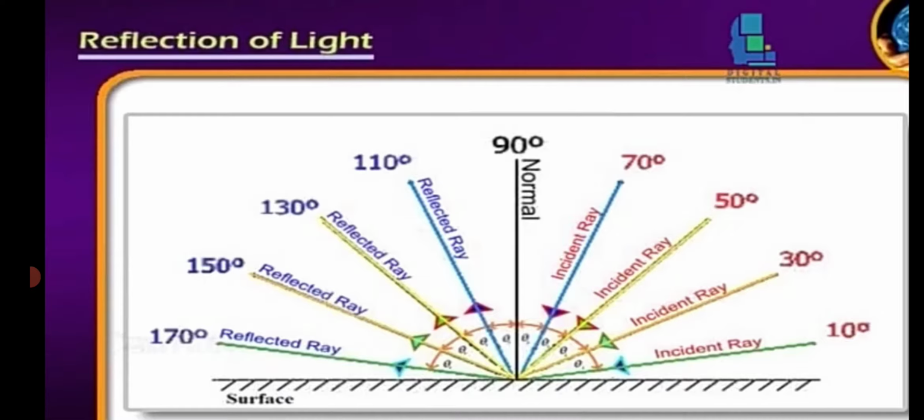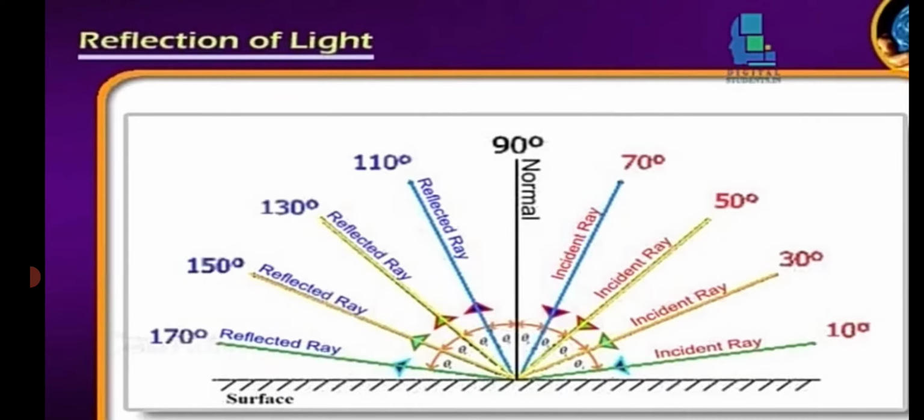You could see here, when the incident ray is at 10 degrees, the reflected ray is at 170 degrees. When the incident ray is at 30 degrees, the reflected ray is formed at 150 degrees. When the incident ray is at 50 degrees, the reflected ray is formed at 130 degrees. When the incident ray is at 70 degrees, the reflected ray is at 110 degrees. When the incident ray is on the normal, the reflected ray will also be on the normal.